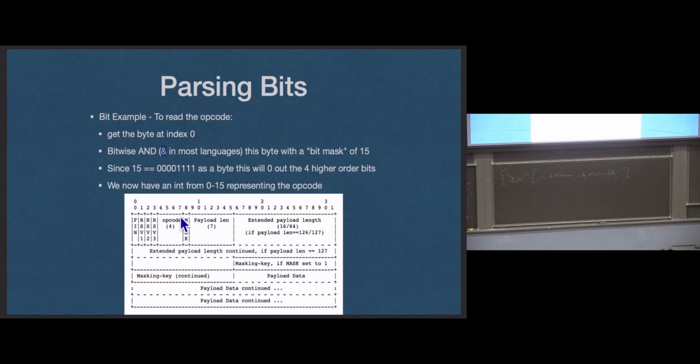So for example, if I take the first byte and AND it with 15, and I get 8, then I know the opcode is 1000. If I get 1, I know the opcode is 0001. So that's going to tell me, based on whatever int is returned, what my opcode is. And then I can do the same thing for the fin bit. If I want to get the fin bit, I'm going to AND with 128. That's going to isolate that most significant bit. And if the result is 128, I know the fin bit's 1. If the result is 0, I know the fin bit was 0.